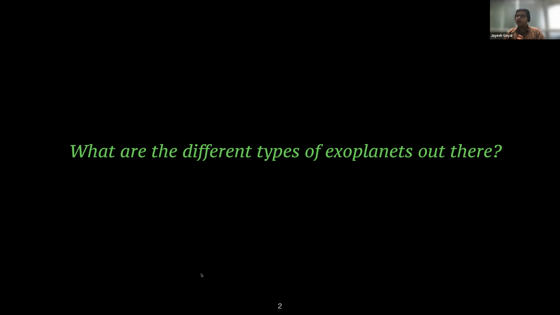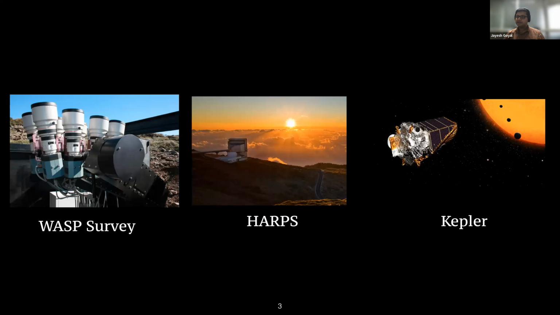What Ravi would have talked about is the different methods by which exoplanets have been detected. That helps us in answering what the different types of exoplanets out there are. These exoplanets have been detected using different kinds of surveys: the WASP survey, that is the Wide Angle Search for Planets, HARPS and Kepler. Radial velocity, transit and direct imaging, different kinds of surveys detect these planets. Because of these detections, we have reached more than 5,000 planets.